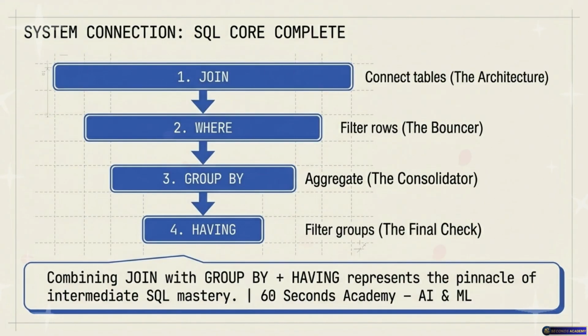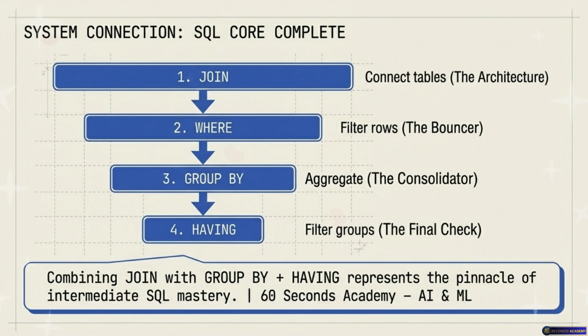Let me summarize that mental model. JOIN connects. ON defines the match. WHERE filters rows. GROUP BY aggregates. HAVING filters the aggregates. That sequence right there is the blueprint for almost every data manipulation problem you will face in a technical screen. It's the blueprint for relational databases entirely.